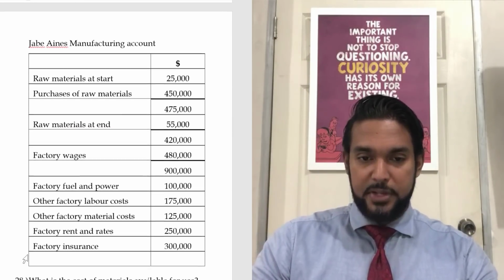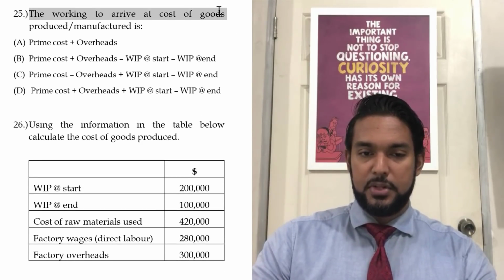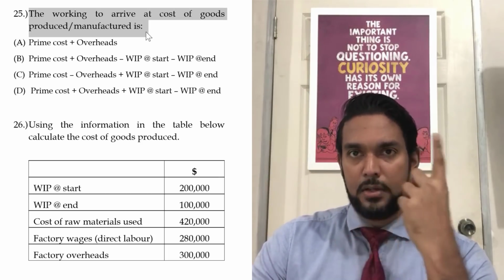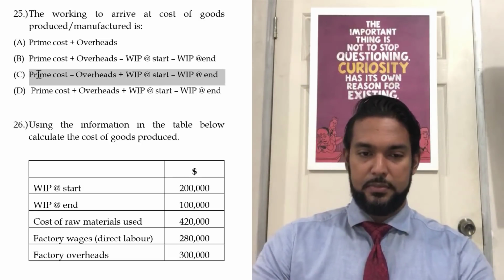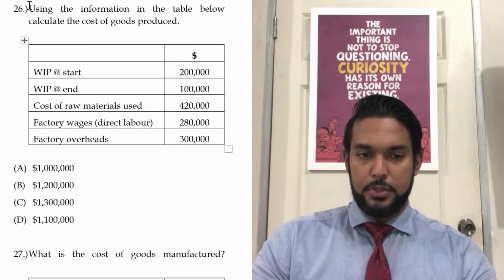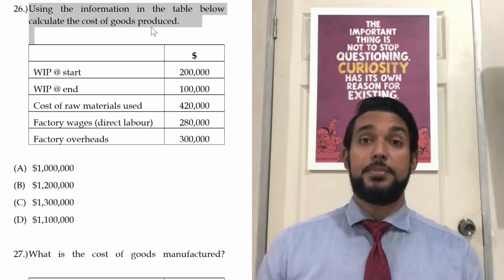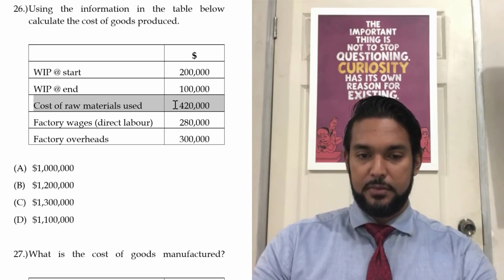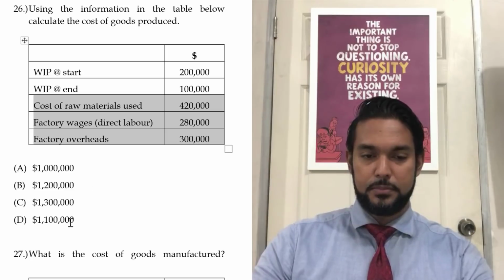Okay, last page here. Okay, so 25, the working to arrive at cost of goods produced or manufactured is, so that is prime cost plus overheads plus work in process at start minus work in process at end. All right, so using the information entailed below, calculate the cost of goods produced. Cost of goods produced and cost of goods manufactured, same thing. So raw materials, 420. Factory wages, 280. Plus overheads, right, so as a million. Plus 200 minus 100, 1.1 million.